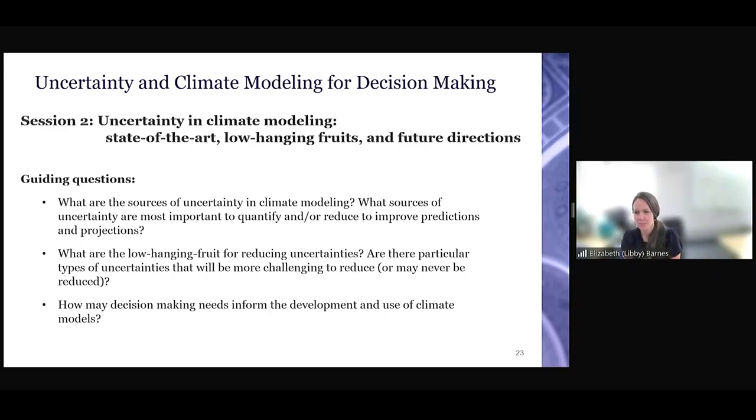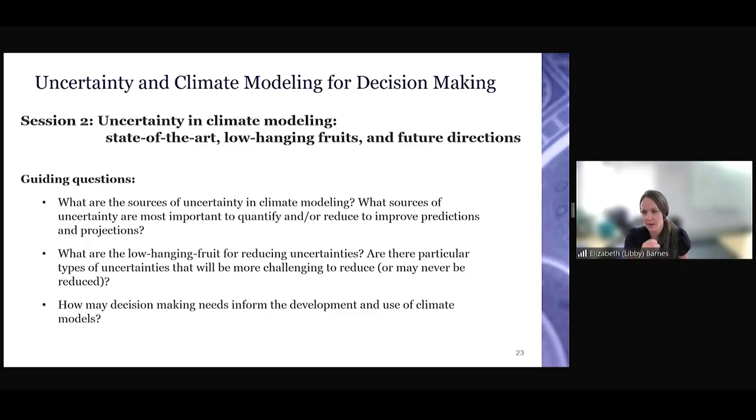We've just heard from 3 speakers about decision making, all of whom at some point during their slides have mentioned climate models or climate projections or climate predictions. So in this session, we have 3 speakers who will be discussing specifically uncertainties in climate modeling itself.